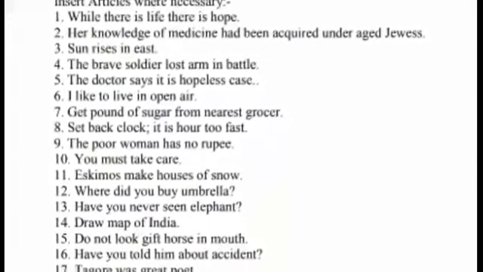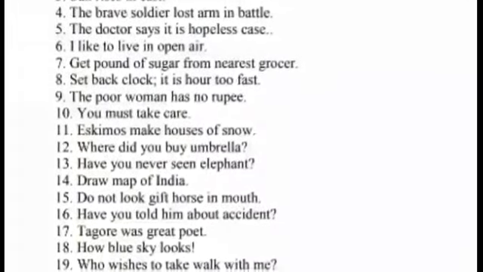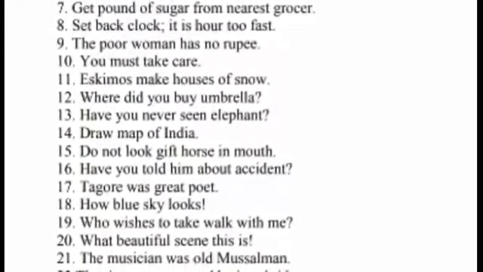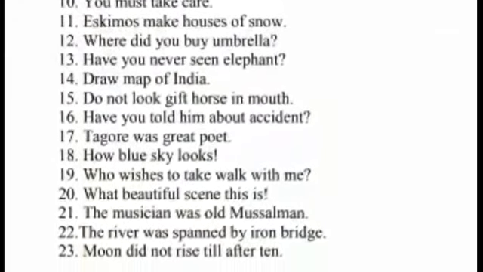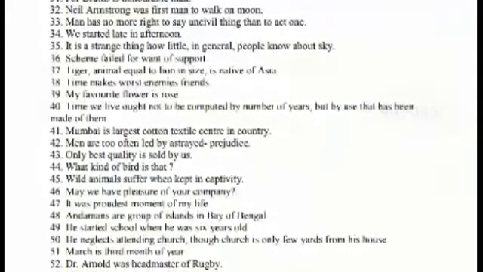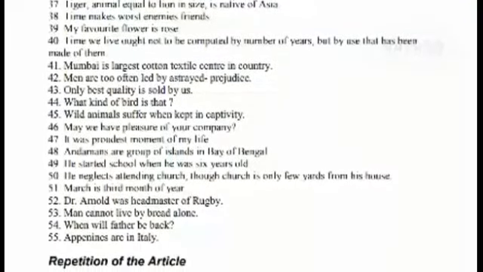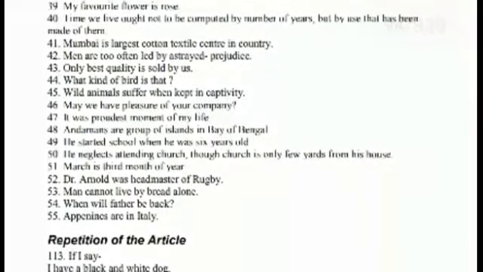Hence, when two or more adjectives qualify the same noun, the article is used before the first adjective only. And when they qualify different nouns, expressed or understood, the article is normally used before each adjective. Here are some more examples. The secretary and treasurer is absent. The secretary and the treasurer are absent. See, in the first sentence, it is very clear.